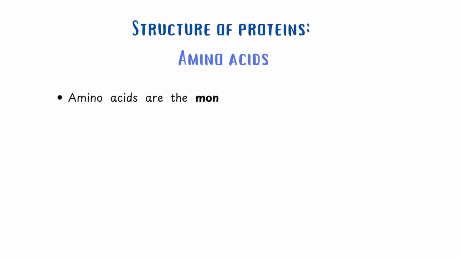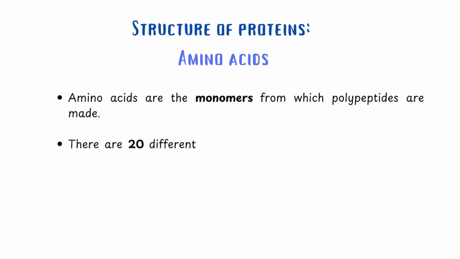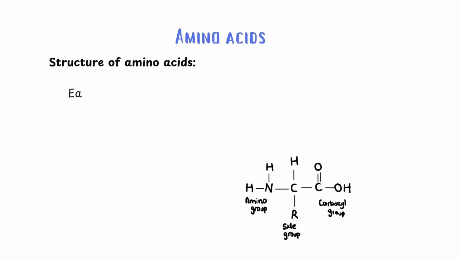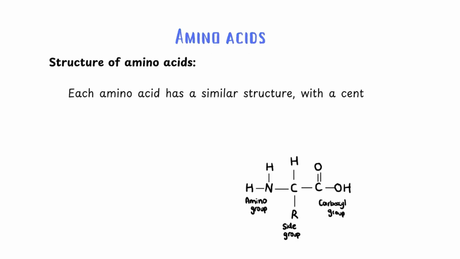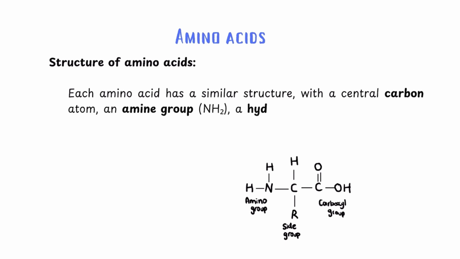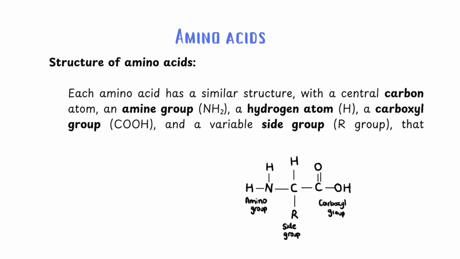Amino acids are the monomers from which polypeptides are made. There are 20 different types of amino acids found in all living organisms. Each amino acid has a similar structure with a central carbon atom, an amine group, a hydrogen atom, a carboxyl group, and a variable side group that makes each amino acid unique.